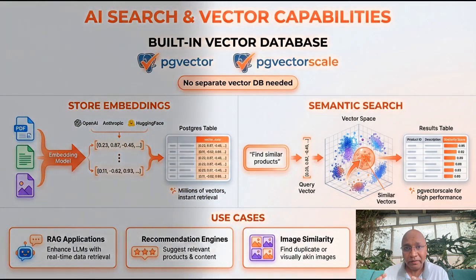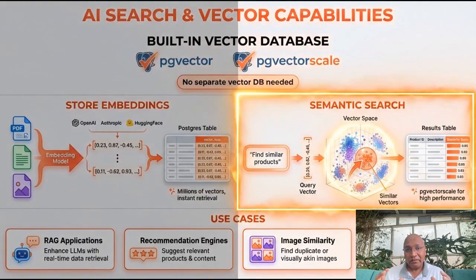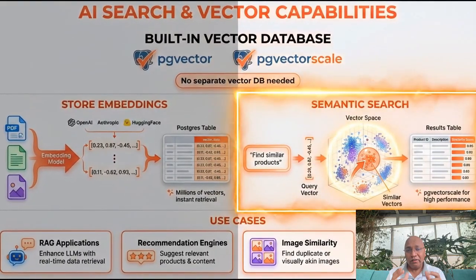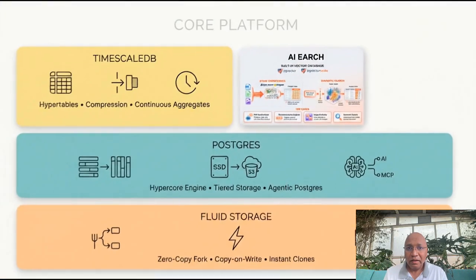And the other part of this AI search capability is that it also supports semantic search. So again, you don't need a special database. You can just use Tiger Data to implement semantic search directly. And that is the AI search and vector capabilities.